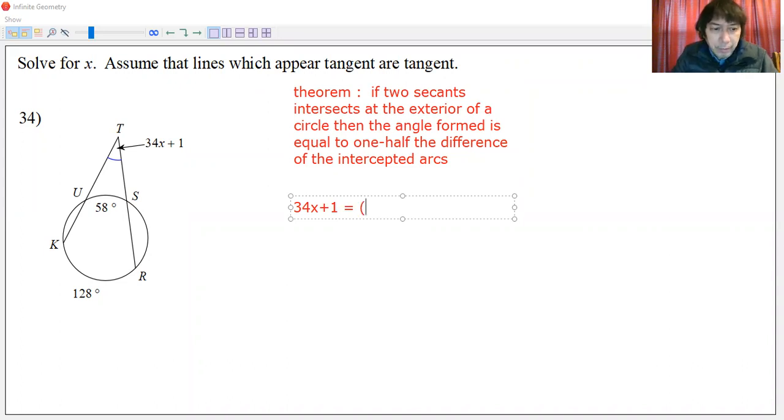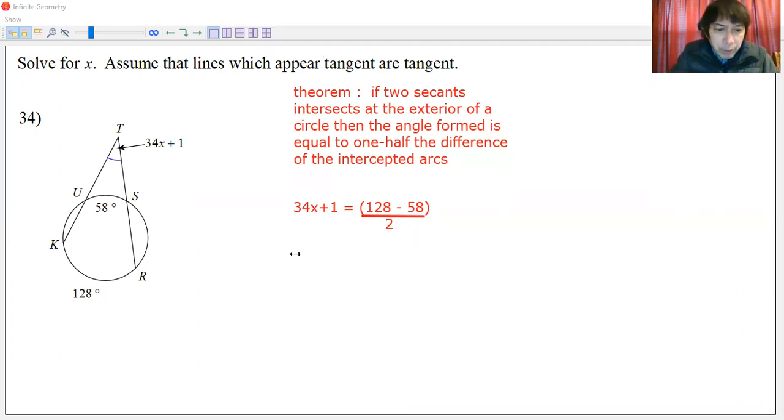So our bigger arc is 128. Our smaller arc is 58. We will get the difference and then we will divide this by 2. So this will be our working equation. Let's simplify. What do we get here? 128 minus 58. That looks like 70. Yes, 70. So our right side is 70 divided by 2.